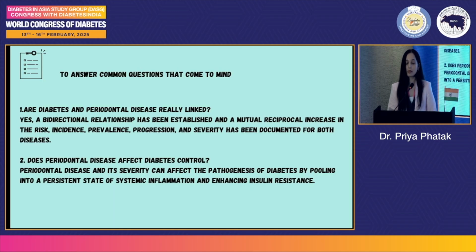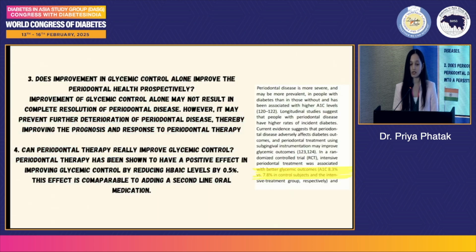Let me answer common questions that might come to everyone's mind. First, are the two diseases really linked? Yes, there is a bidirectional relationship that has been established, and a rise in one can lead to a rise in the other. Second, does periodontal disease really affect diabetes control? Yes, periodontal disease can cause systemic inflammation and enhance insulin resistance. Third, will improvement in glycemic control alone improve the patient's periodontal condition? No. It can prevent further progression of the disease, but it will definitely not reverse the disease.